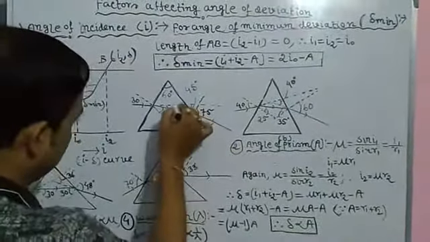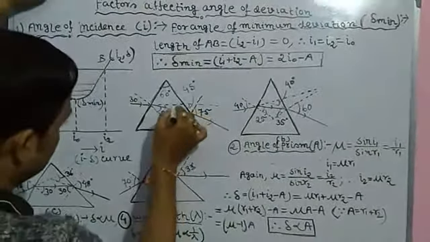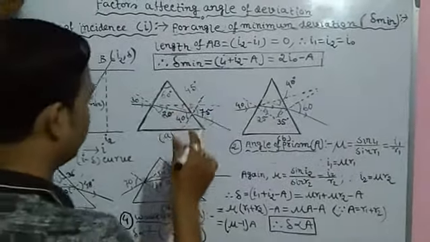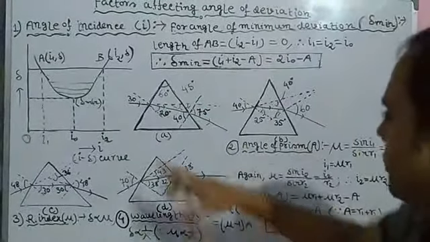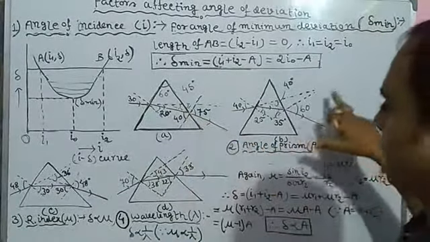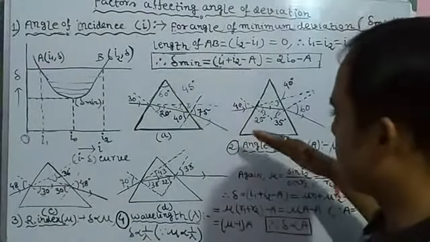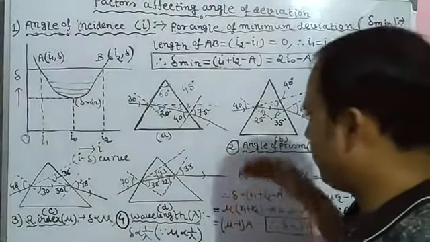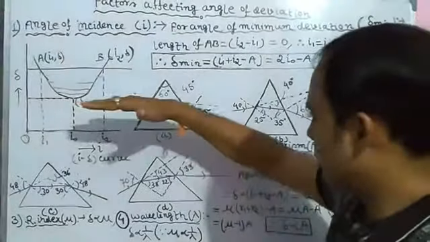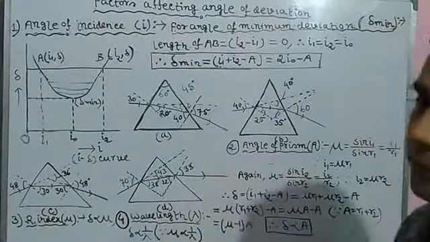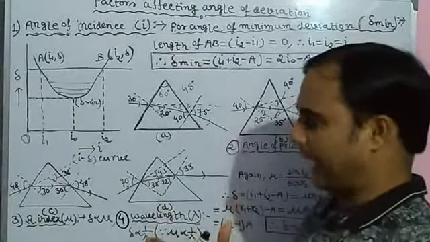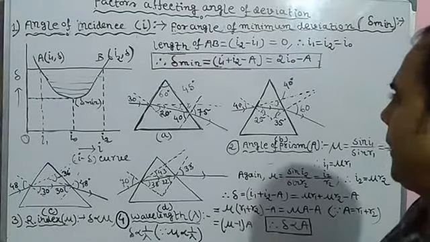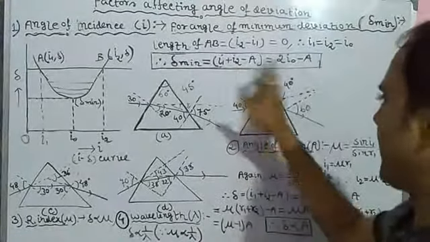Here the deviation is the angle generated between the direction of the incident light stretched forward and the emergent ray stretched or elongated backward. So the direction of the incident ray and the direction of the emergent ray meet at a point, and the angle they make is called the angle of deviation. So clearly we can easily find the angle of deviation as I1 plus I2 minus A.